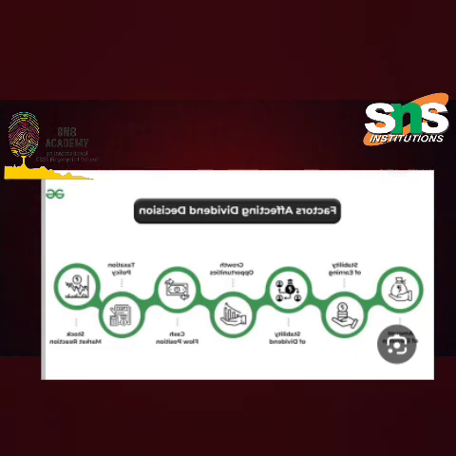Third one, stability of dividend. In short, companies usually tend to avoid wide variations in dividends and adopt a policy of stabilizing dividend per share, as wide variations in dividend payout may adversely affect their goodwill.